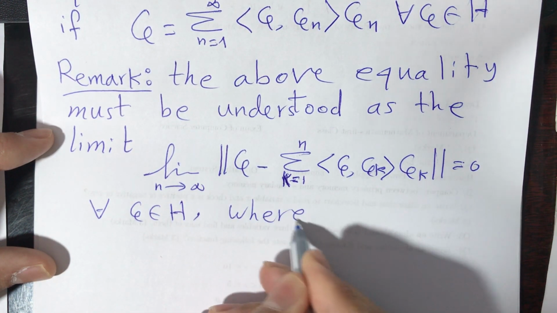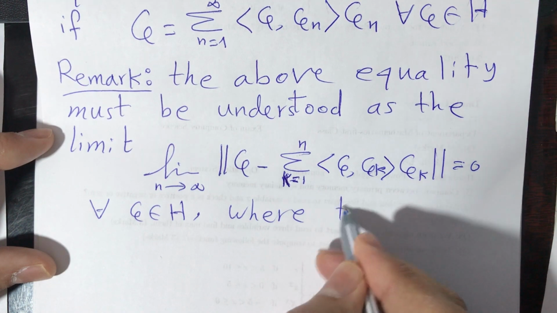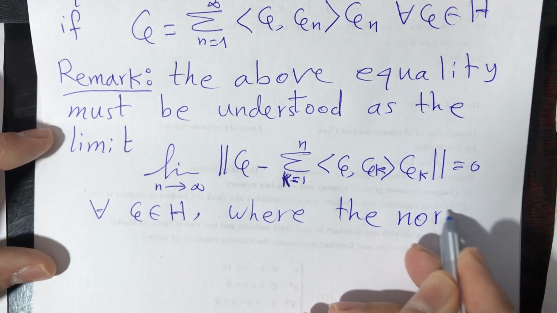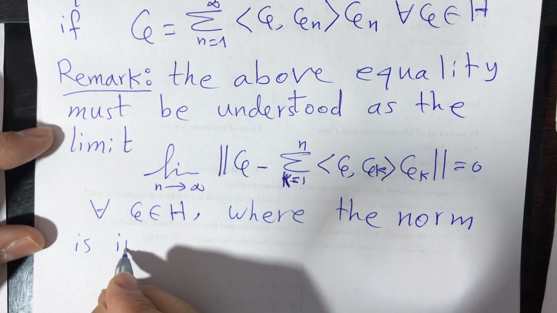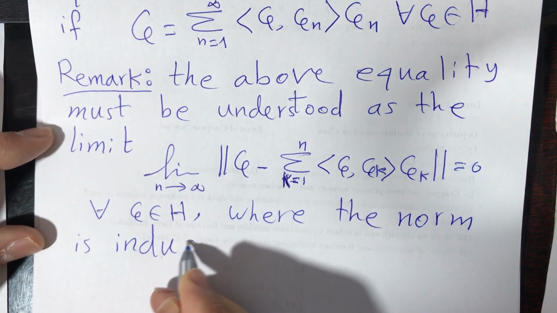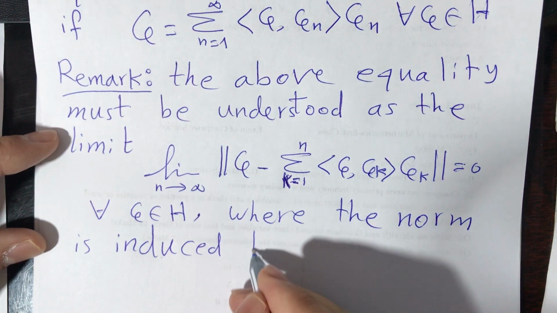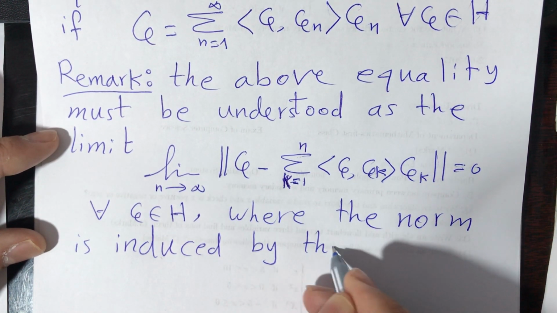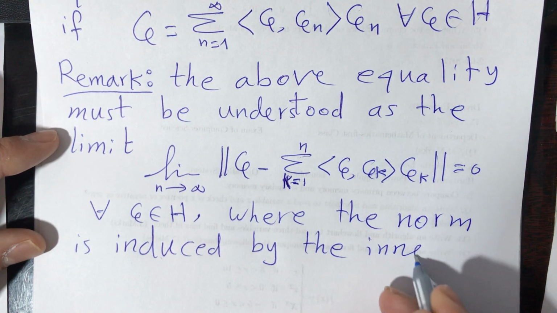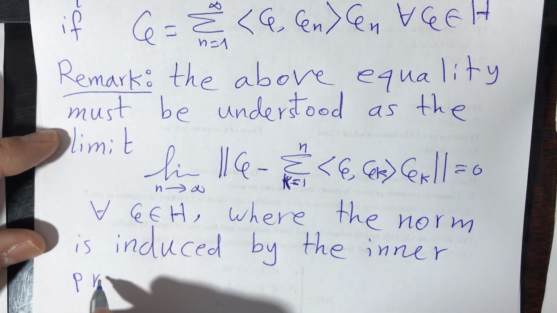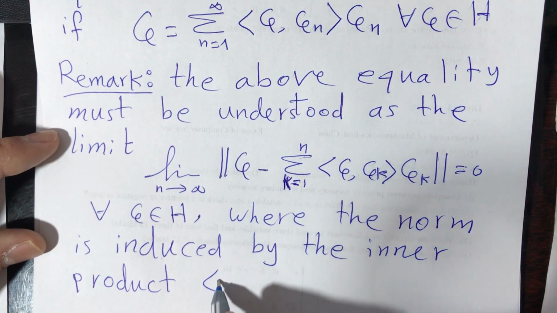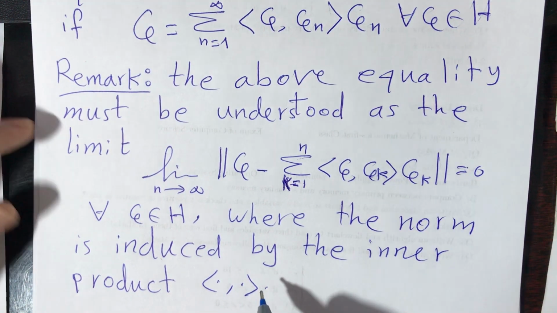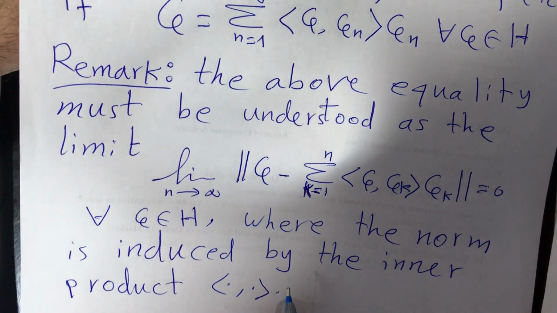where the norm is induced by the inner product. This is the inner product. Now we take the example.